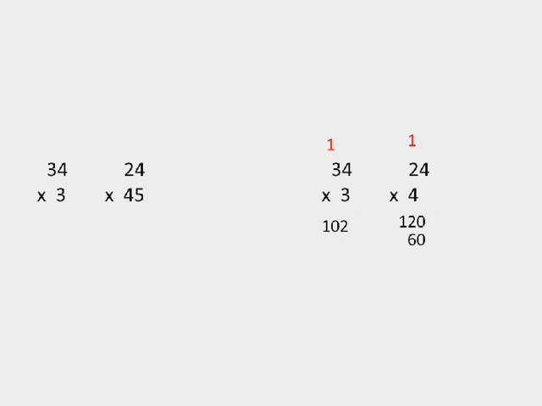We're going to bring back the 2. Get rid of the 4. 4 times 2 is going to be 8. 8 plus 1 is going to be 9. So now that we're done with all this, we have to add all of them up.